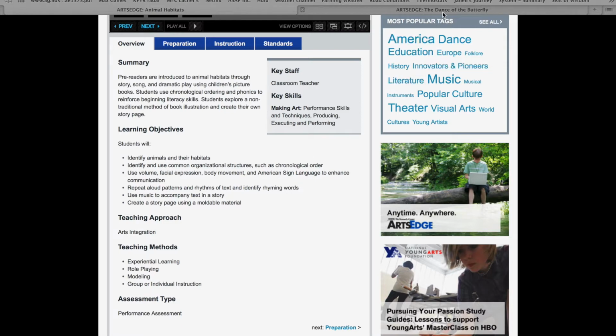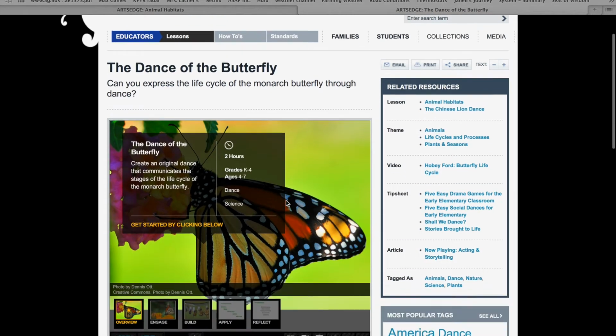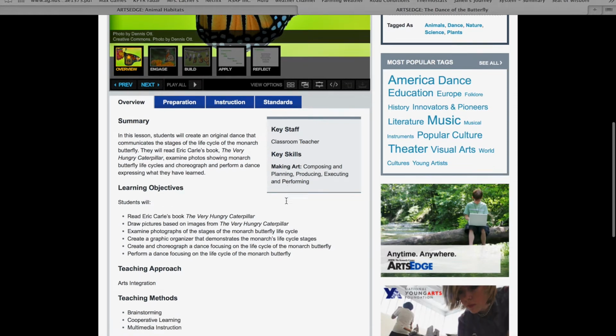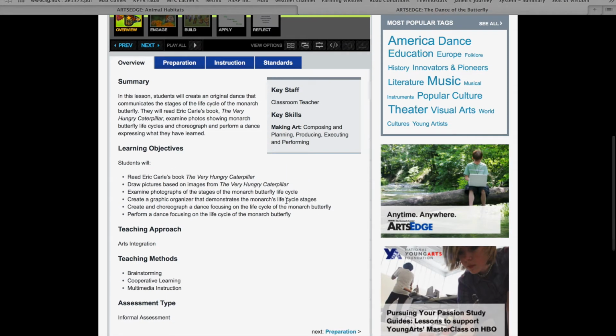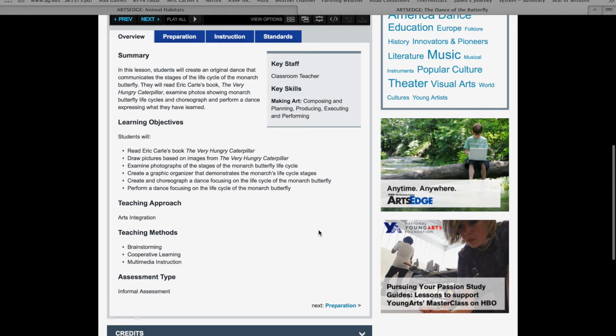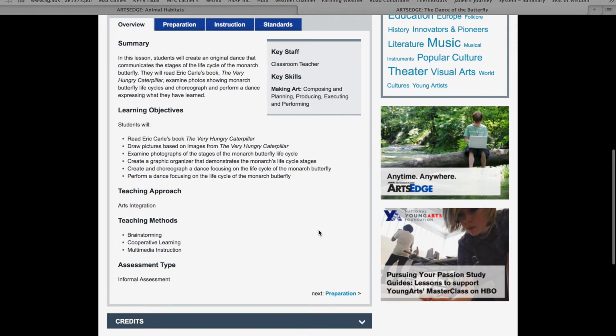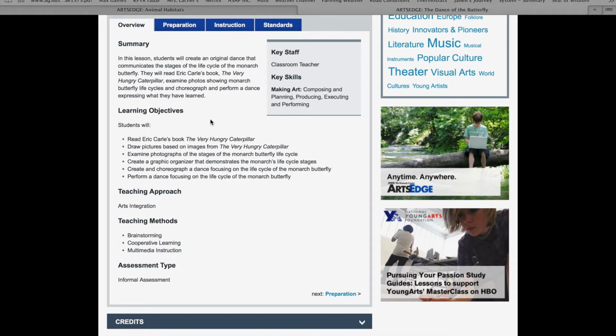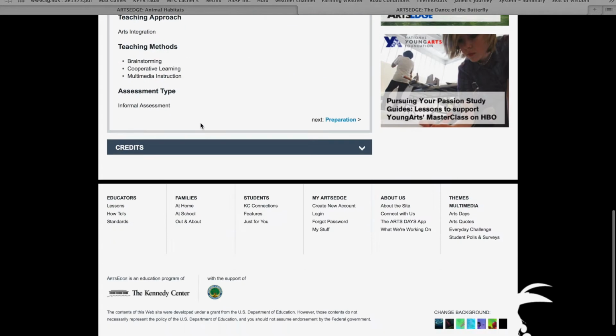In The Dance of the Butterfly lesson, students will read Eric Carle's book, The Very Hungry Caterpillar, draw pictures based on images from The Very Hungry Caterpillar, examine photographs of the stages of the monarch butterfly life cycle, create a graphic organizer that demonstrates the monarch life cycle, create and choreograph a dance focusing on the life cycle of the monarch butterfly, and perform the dance focusing on the life cycle of the monarch butterfly.